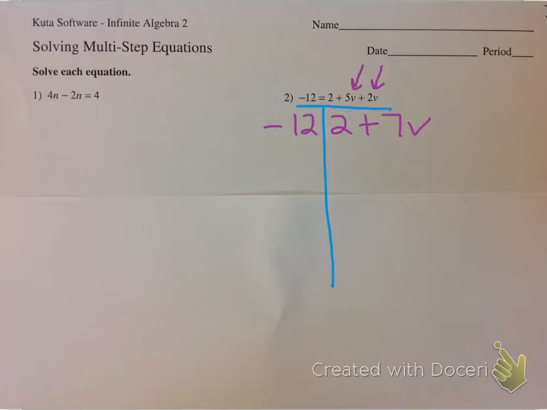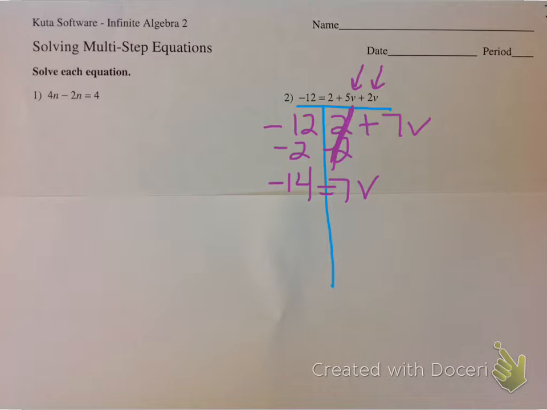Next, we're going to take the 2 and move it over to the left. We're going to do the opposite of the positive 2, which is to subtract. If you do it to one side, you've got to do it to the other. -12 minus 2 is -14. That's just 0, so we don't need to write it. And then we have a 7v.